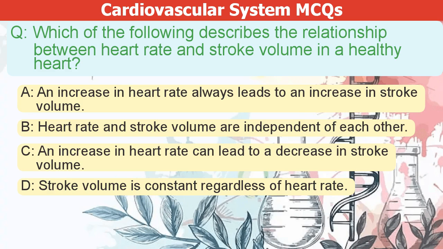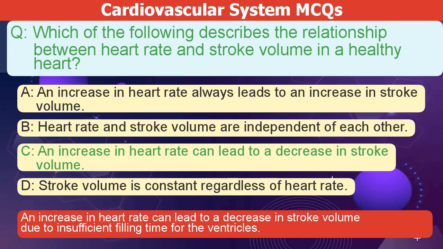Which of the following describes the relationship between heart rate and stroke volume in a healthy heart? A. An increase in heart rate always leads to an increase in stroke volume. B. Heart rate and stroke volume are independent of each other. C. An increase in heart rate can lead to a decrease in stroke volume. D. Stroke volume is constant regardless of heart rate. The correct answer is C. An increase in heart rate can lead to a decrease in stroke volume due to insufficient filling time for the ventricles.